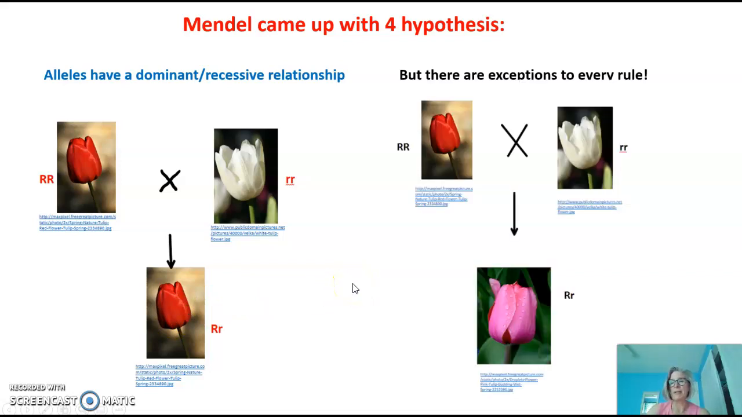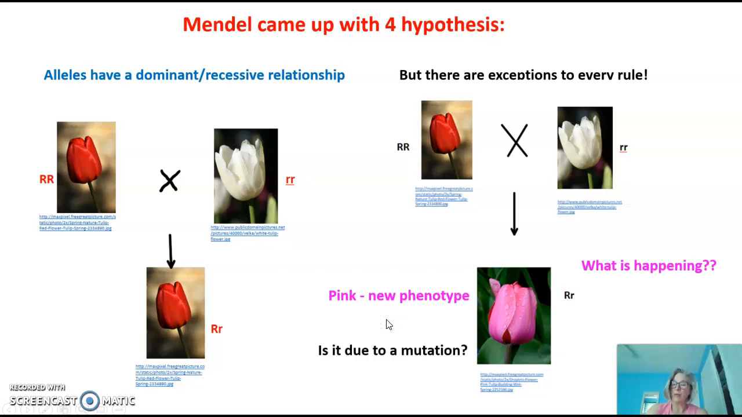So sometimes scientists did a cross between the homozygous dominant and homozygous recessive, and they got a completely new phenotype. Instead of seeing the dominant phenotype expressed, they saw a new phenotype that was a blend between the dominant and the recessive phenotype. In this case, the new phenotype is pink. So what is happening here? And could this be due to a mutation? That's a pretty logical assumption here, and it's something that would definitely have to be tested.